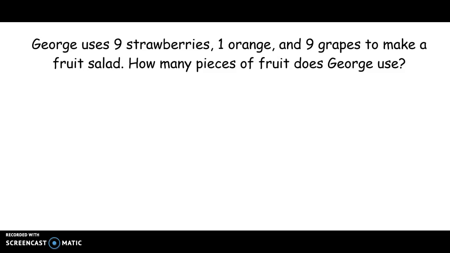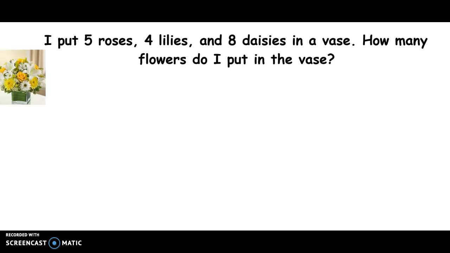George uses 9 strawberries, 1 orange, and 9 grapes to make a fruit salad. How many pieces of fruit does George use? Okay, again, look for your 10 partner. Don't forget your label. I put 5 roses, 4 lilies, and 8 daisies in a vase. How many flowers do I put in a vase? If there's not something that makes a 10, use a different strategy.